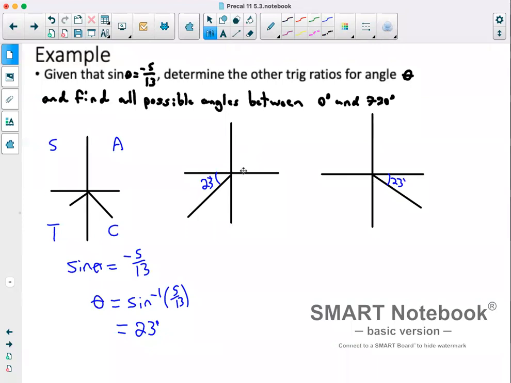And we can get our overall angle for this one by going 180 plus 23, so that is 203 degrees. For this one, it's essentially 360 minus 23, so that would be 337.